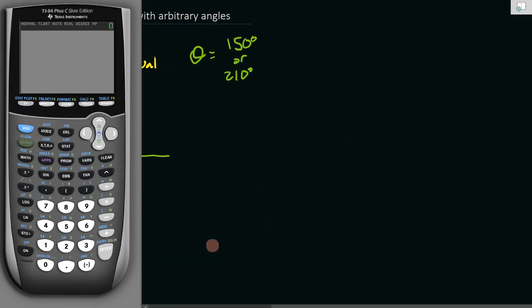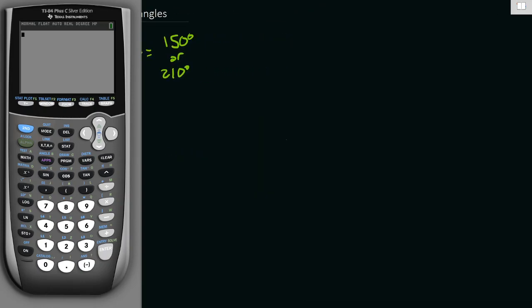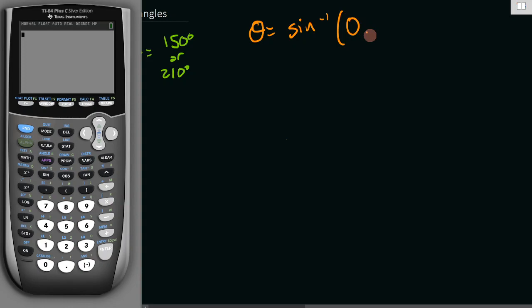Now, what if I give you one that's not so nice? What if I ask you to do theta equals sine inverse of 0.7? 0.7 isn't a special triangle. So how can we figure this one out? It turns out we can do it basically the same way, except we're going to use the calculator in the middle.